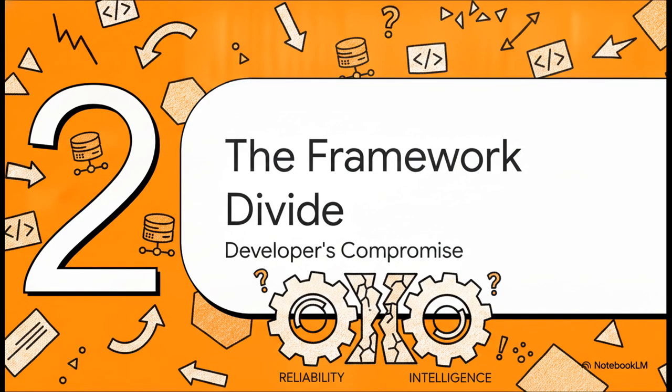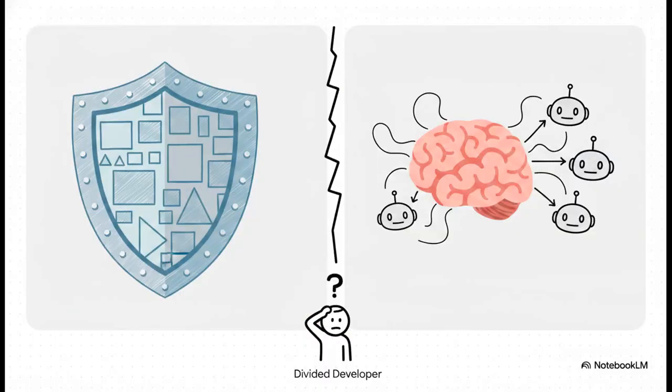Which brings us to Section 2, the Great Framework Divide, the Developer's Compromise. As developers pushed into this agentic future, they hit a massive wall. The landscape was super fragmented, forcing teams to make a really difficult compromise. Just look at the stark division we used to face. On one side, you had Semantic Kernel. It was fantastic for deterministic workflows, super secure, governed, with strong connector support, and totally enterprise-ready for C#, Java, and Python.